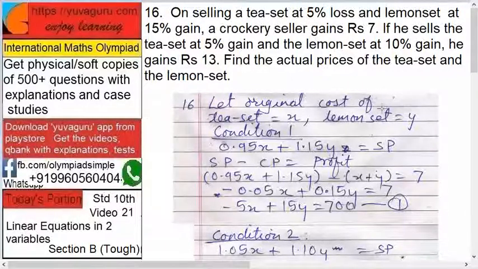So let the original cost of tea set be x and the lemon set equals y. Condition 1: the tea set is sold at 5% loss. Means what? If 100 rupees, then it's sold at 95. So 0.95x plus lemon set at 15% profit, 1.15y. How come this 1.15 and 0.95 here?